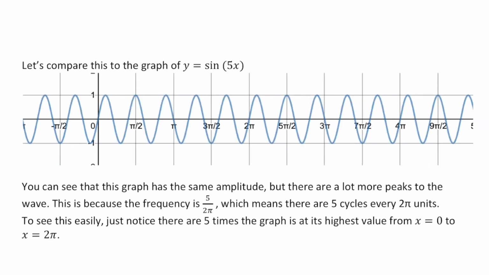Let's compare this to the graph of another sine function, y equals sine of 5x. You can see that this graph has the same amplitude, but there are a lot more peaks to the wave. This is because the frequency is now 5 over 2 pi, which means there are 5 cycles every 2 pi units. To see this easily, just notice that there are 5 times the graph is at its highest value when we're looking from x equals 0 to x equals 2 pi.